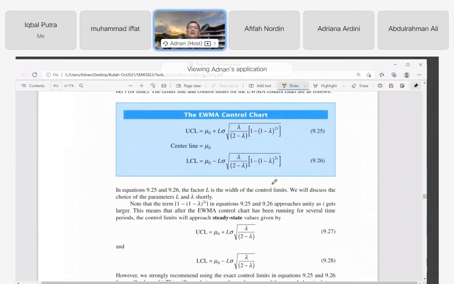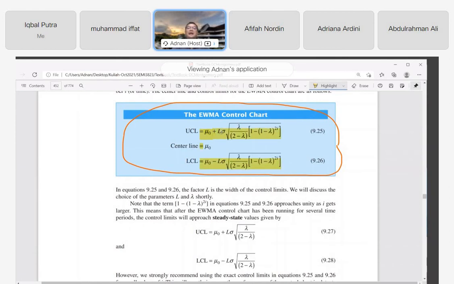Okay, this is the formula for the EWMA control chart. You see there is some similarity in terms of the general format. It also has a mean. It also has L. L is like the Z we used before, which shows the control limit. So we can use L equal to 3, for example, 3 sigma. L is just a constant value, and sigma. And then we have here lambda divided by 2 minus lambda.